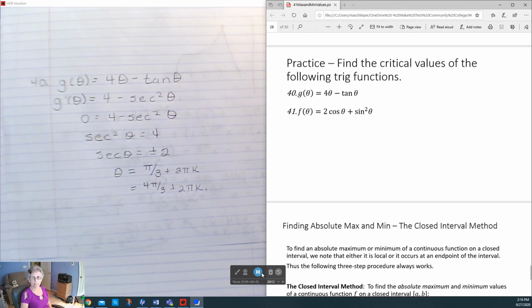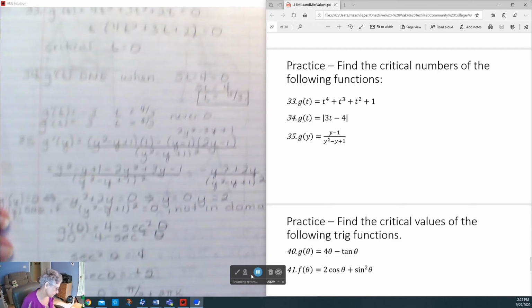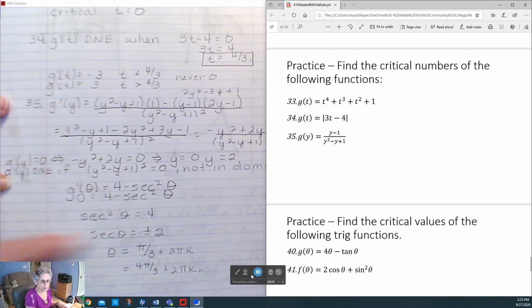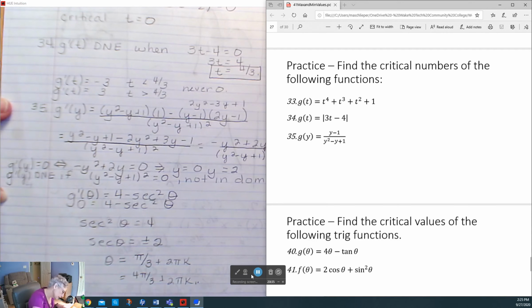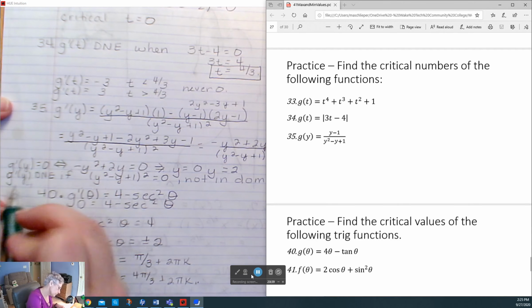We'll meet back. Okay, 34 wasn't too bad. The derivative doesn't exist at its little point, which is where 3t minus 4 is equal to 0. And the derivative everywhere it's differentiable is never 0. This one took up so much room I had to erase and move the next one down a little bit. I forgot to label it. That was number 40.